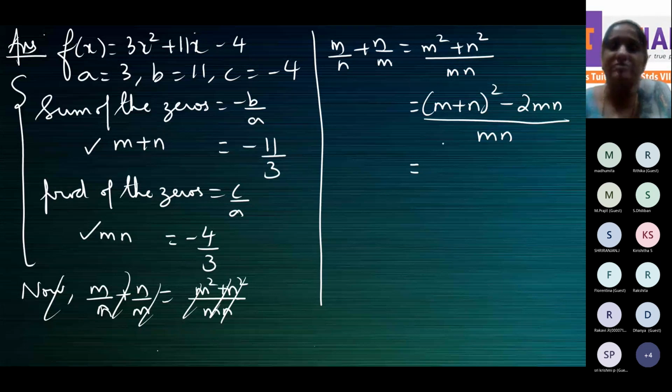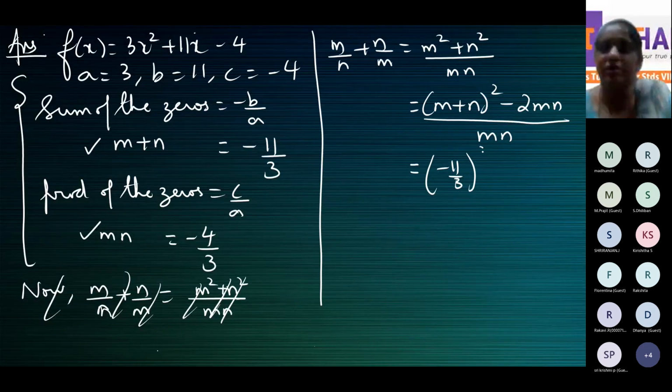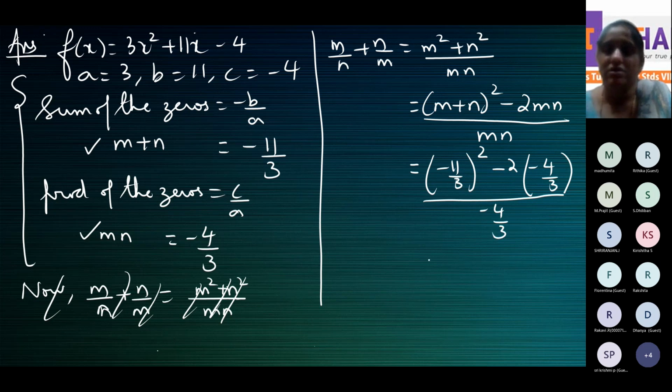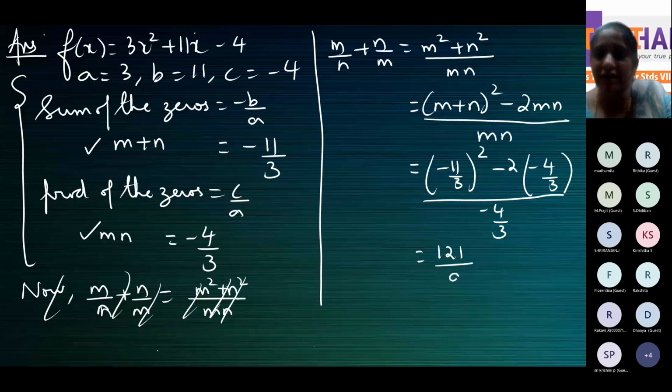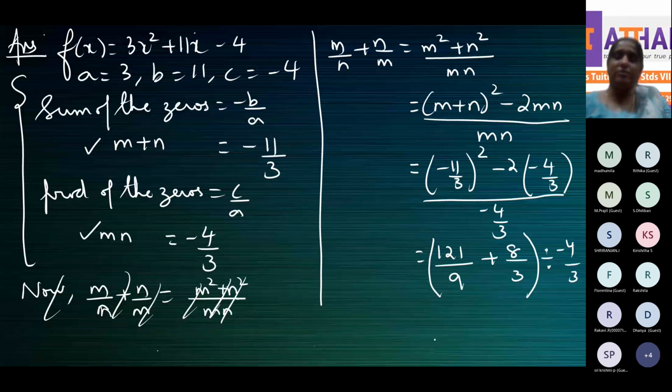Now substitute. What is m plus n? Minus 11 by 3, the whole square, minus 2mn. 2 into, what's that? Minus 4 by 3. Divided by minus 4 by 3. So this will be minus into minus, plus 121 by 9, minus into minus, plus 8 by 3, divided by minus 4 by 3. I hope you all agree with me.